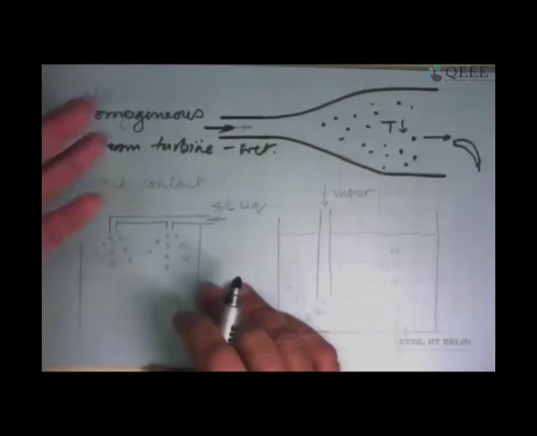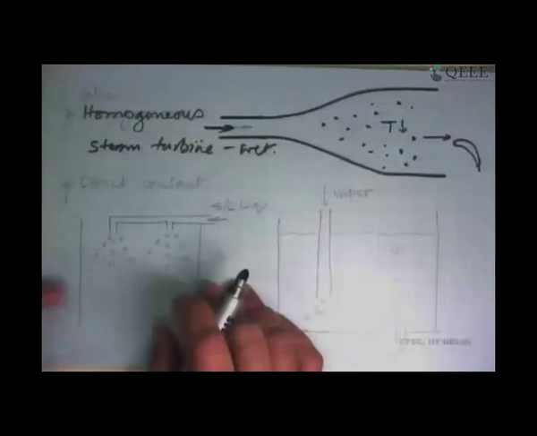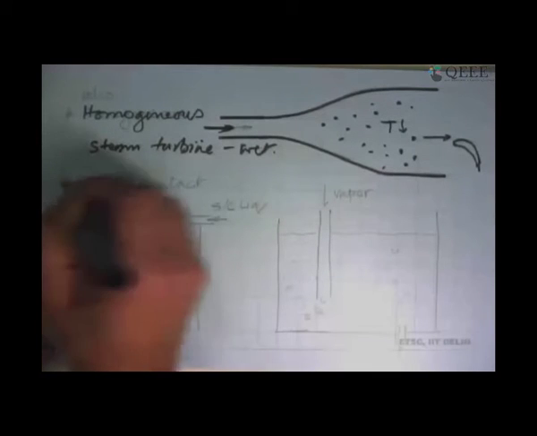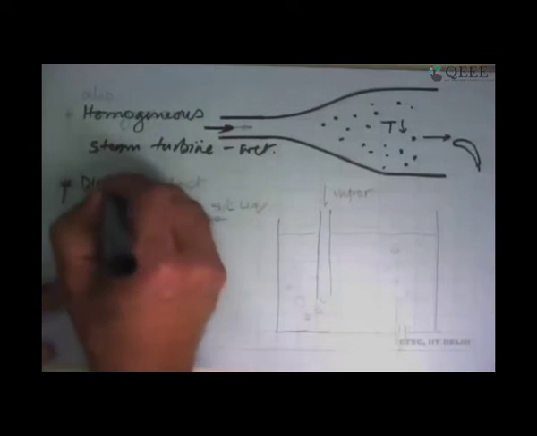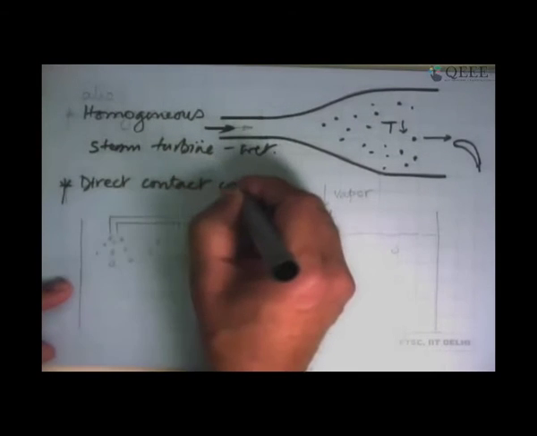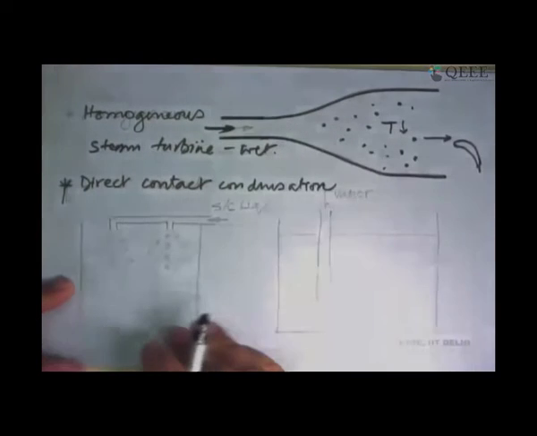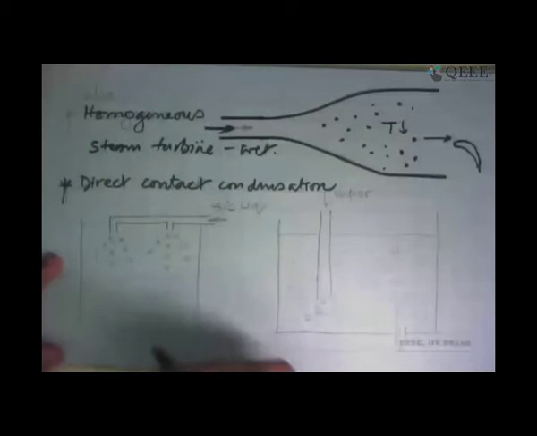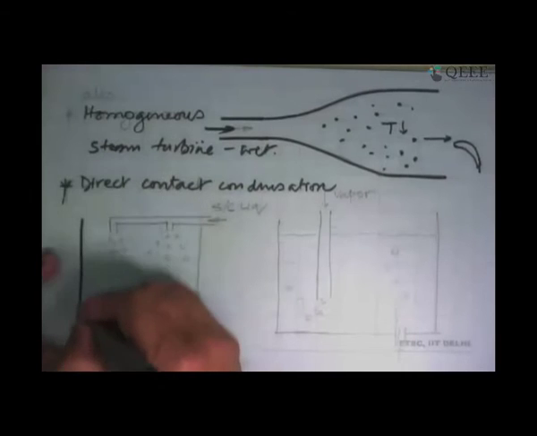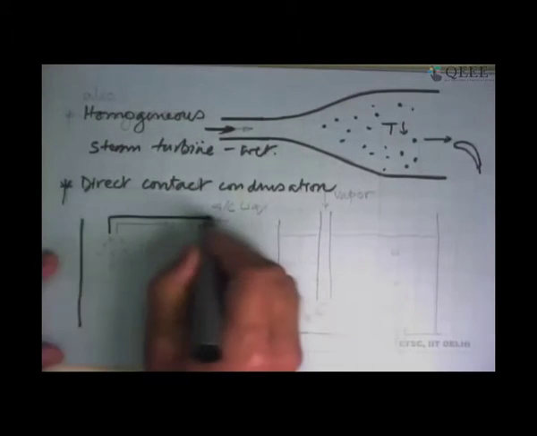The thing is that there is no surface heat transfer taking place in homogeneous condensation. That's the difference. Okay, the last thing that we will look at that is in use is called direct contact condensation. And here we have two possibilities, that we have a chamber into which we pump in a subcooled liquid.